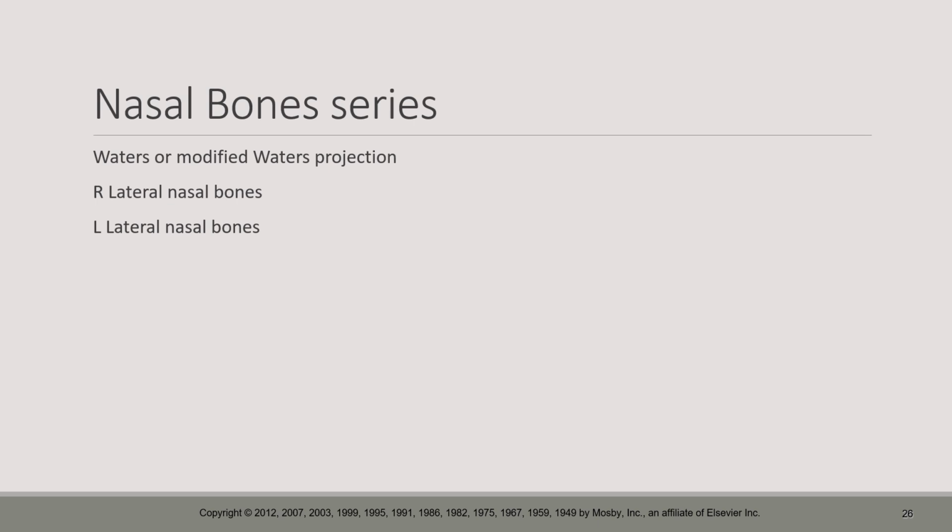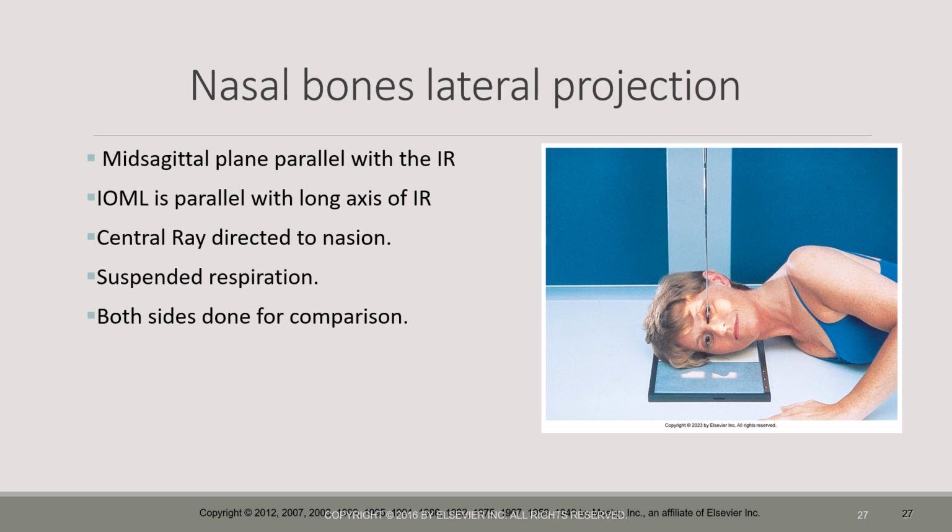For our nasal bone series, we're going to do a Waters or modified Waters because we can evaluate deviation of the nasal bones left to right on the Waters projection very well. Then we typically do bilateral right lateral nasal bones and left lateral nasal bones. We start with a lateral nasal bones projection, midsagittal plane parallel with the IR, IOML parallel with the long axis of the IR.